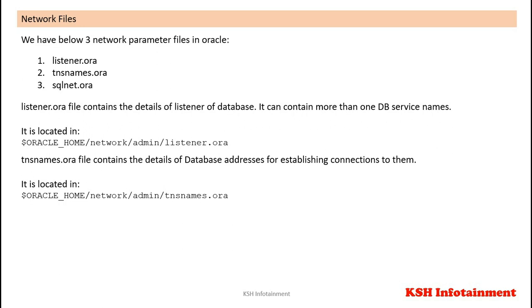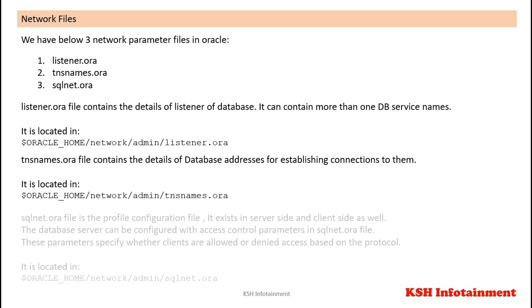tnsnames.ora file contains the details of database addresses for establishing connections to them. It is located in Oracle Home, Network, Admin, then tnsnames.ora. It is also in human readable form and we can easily edit this as per our requirement.